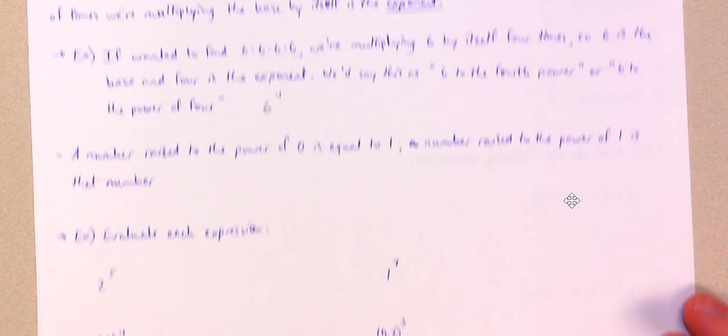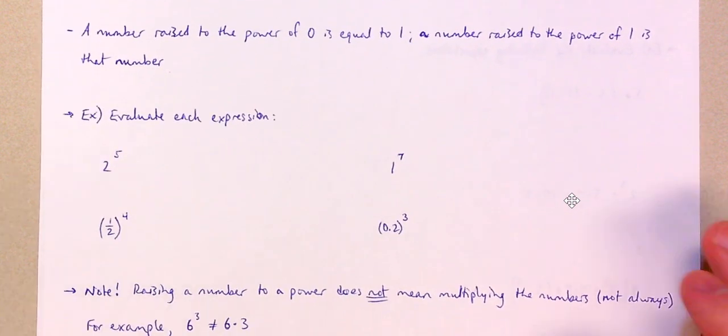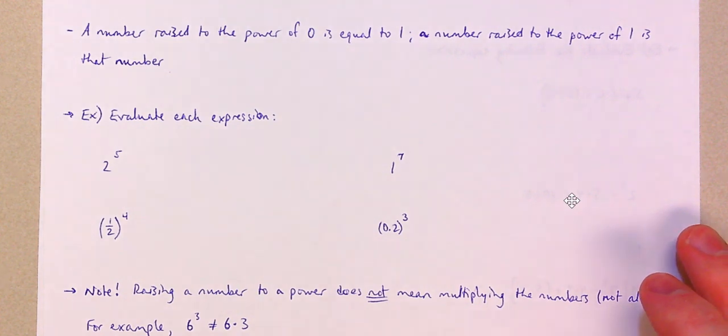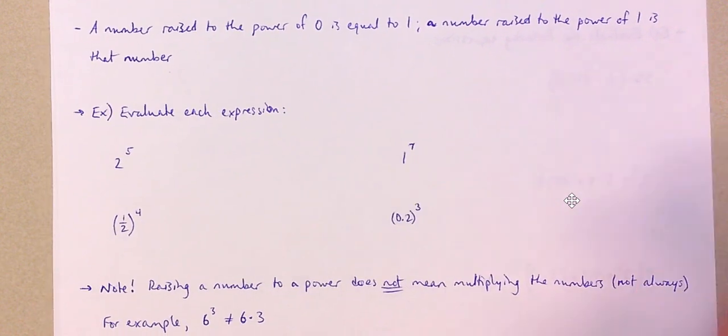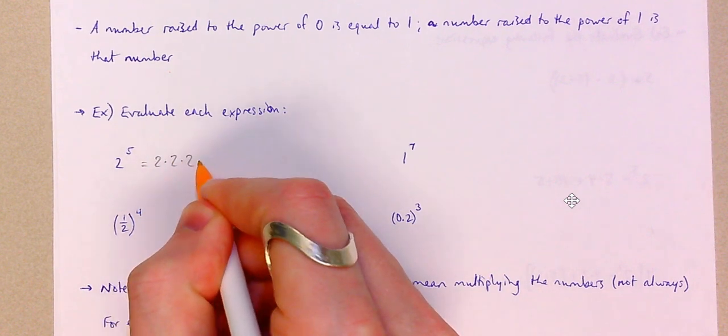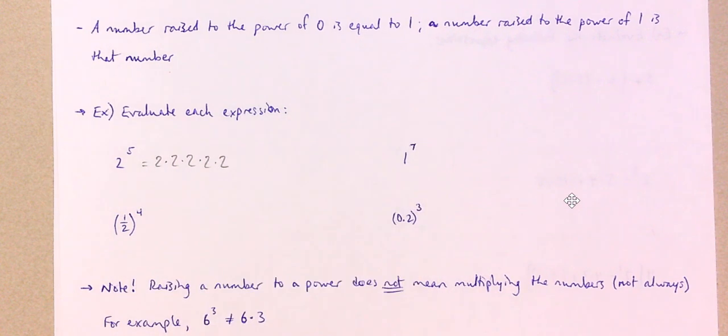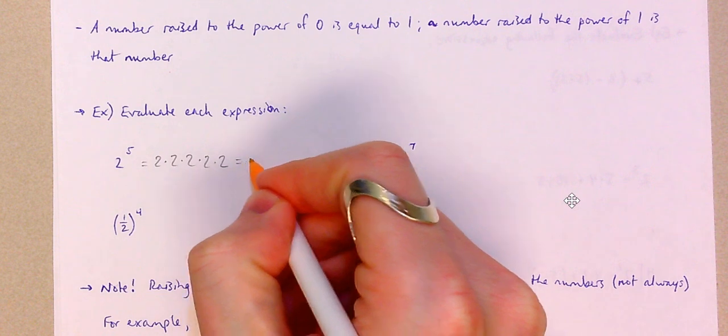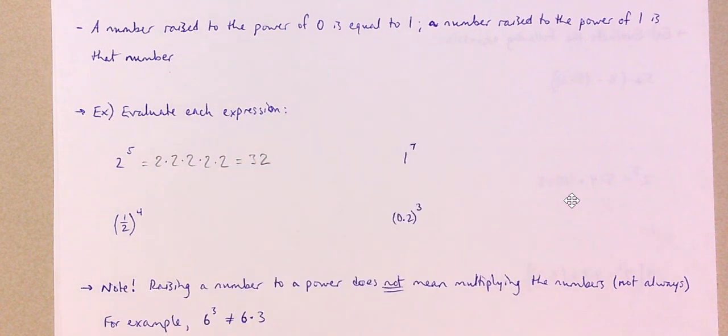So now we're going to do some samples here. We're just going to figure out what each of these exponential expressions is equal to. So 2 to the 5th, or 2 raised to the power of 5. What are we actually doing here? This is 2 times 2 times 2 times 2 times 2. And if you do 2 times 2 times 2 times 2 times 2, either by hand or if you plug it into your calculator, you're going to come up with 32.